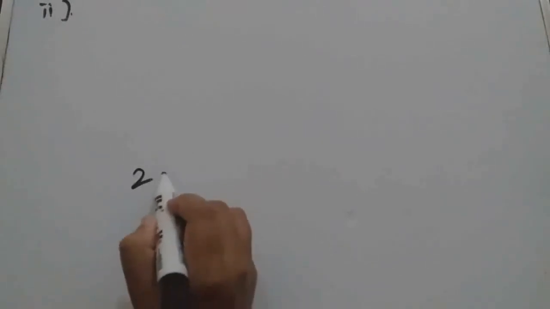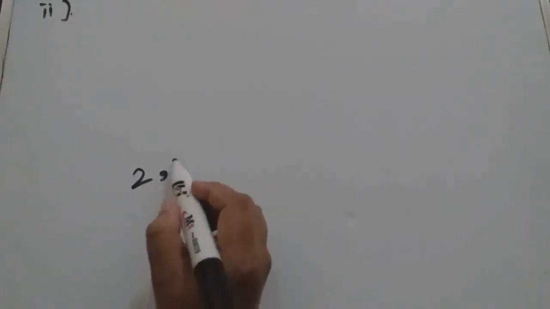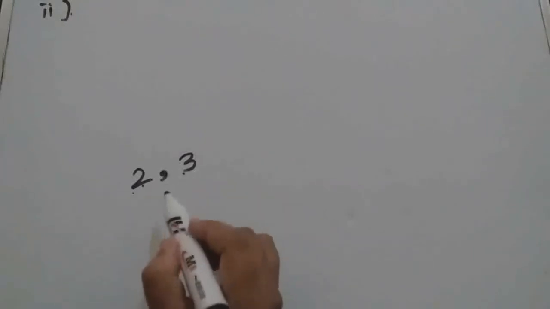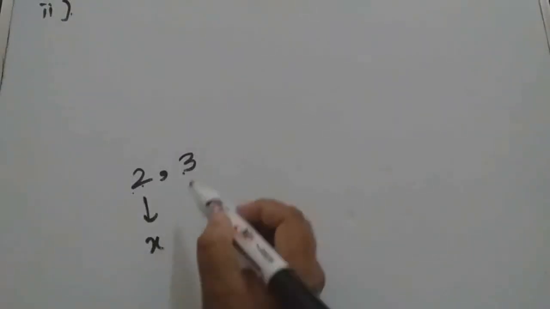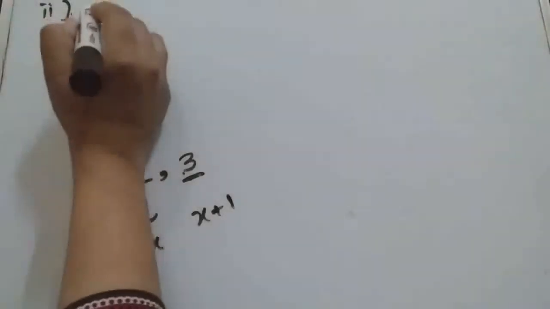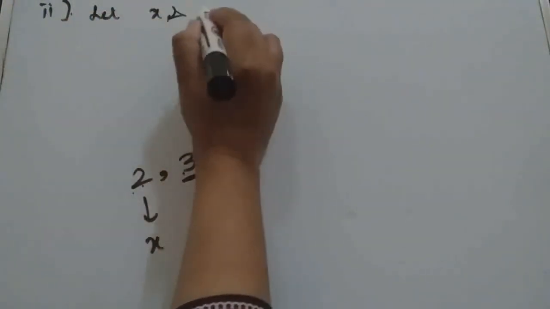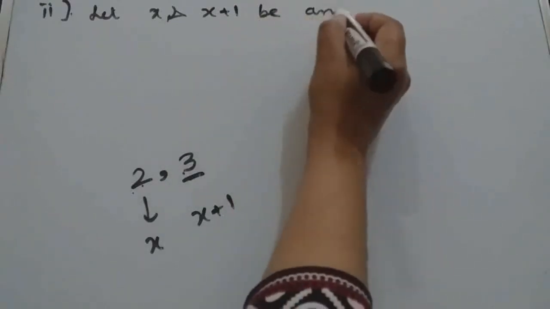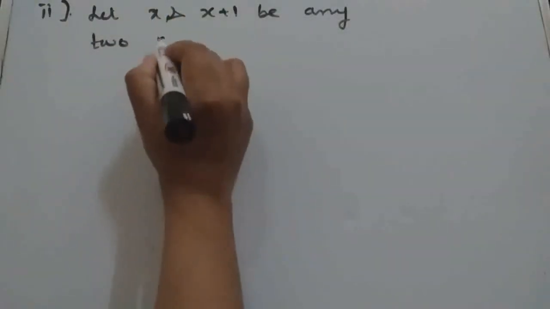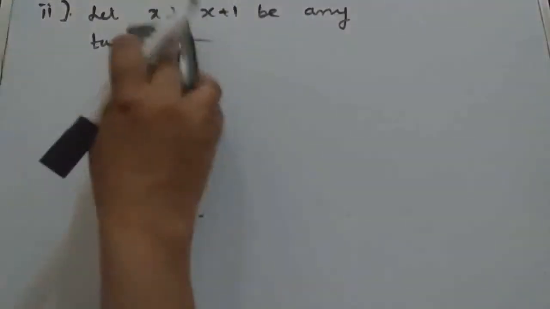Next question. The product of two consecutive positive integers is 306. Suppose one integer is 2. So to get the consecutive one, we should add 1. We will get 3. So we can say 2 and 3 are consecutive positive integers. So first number if we suppose as x, to get the other number, what should we do here? x plus 1, isn't it? So we can write here, let x and x plus 1 be any two consecutive positive integers.